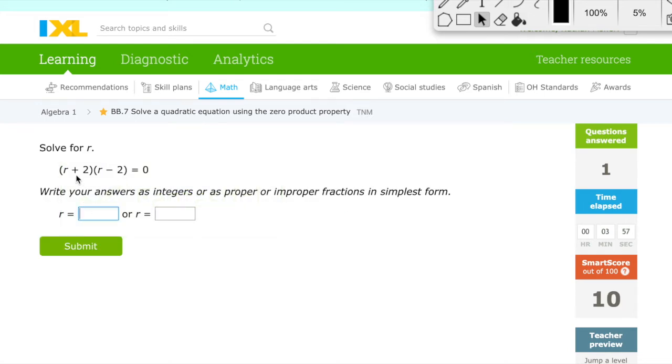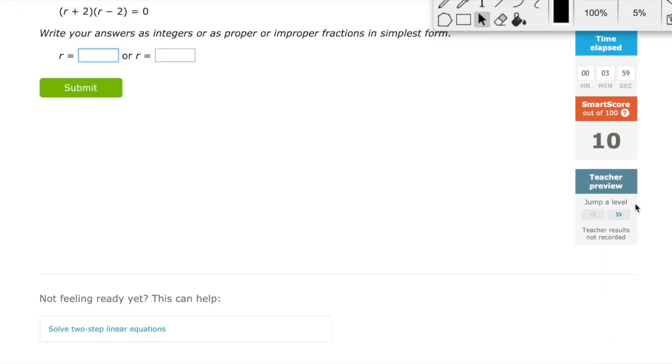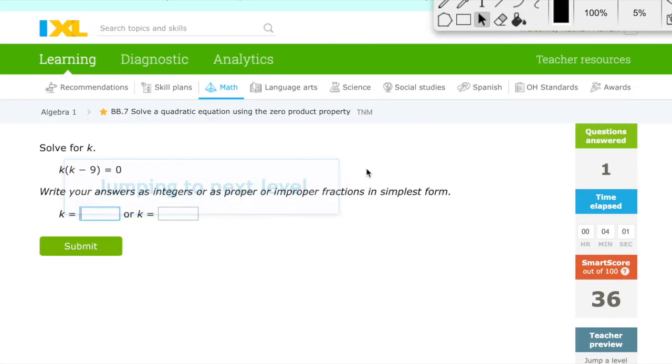This would be very similar. I'd take away 2 and add 2. Let's skip ahead and see if it gets any more difficult.